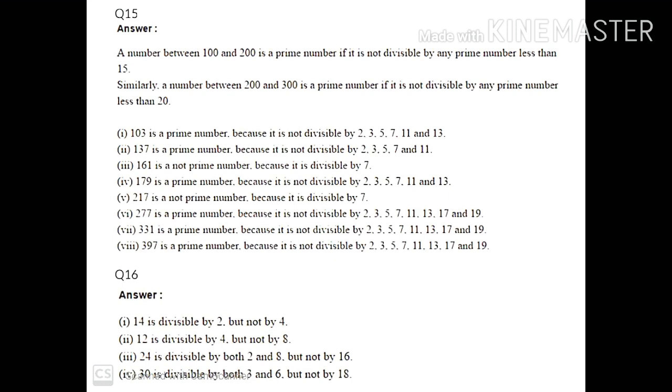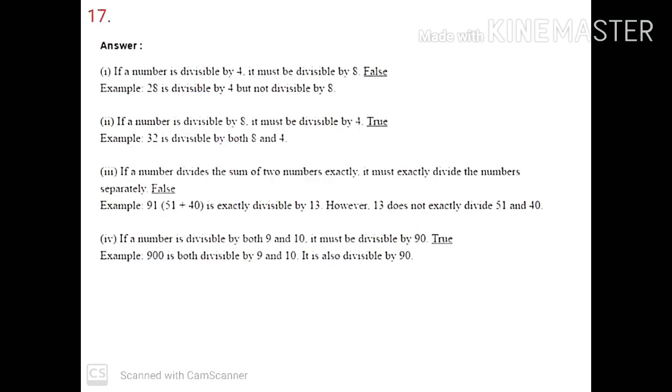Okay, the next is a number which is divisible by 2 and 8 but not by 16. So 24, it is divisible by both 2 and 8 but not by 16. And the next question is a number which is divisible by both 3 and 6 but not by 18. We can give the example of 30. Okay. Now come to the last question, question number 17.